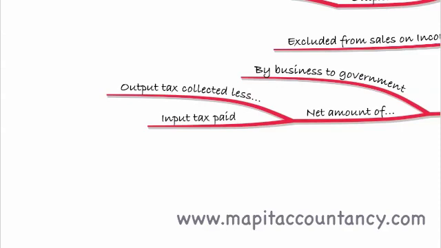The net of those two, the sales tax less the purchases tax, will be the amount that you need to give to the government. So that's what we're looking at here. It's a sales tax, it's charged on your purchases and your sales, and we pay the net amount across. The business collects it and pays it to the government.